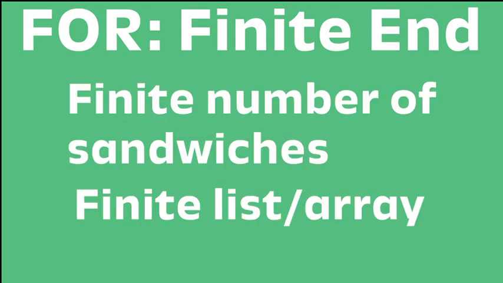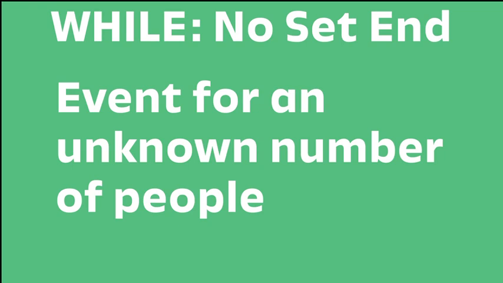For loops are mainly used for situations where they have a finite end. Like, if you want to make a finite number of sandwiches or sort through a list of finite pieces. On the other hand, a while loop is generally used when you don't have set aside an end. For example, if you were hosting an event for an unknown number of people and you want to make every last one of them a sandwich, you could just while loop as much as you please.